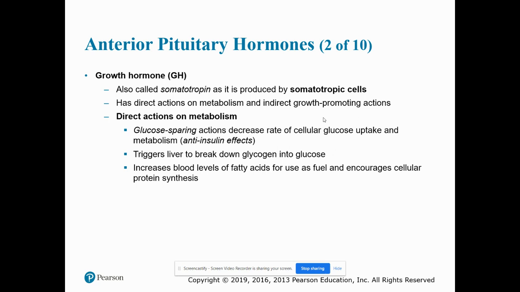So growth hormone is also called somatotropin, and it's produced by somatotropic cells, and it has both direct actions on metabolism as well as indirect growth promoting actions. So the direct actions on metabolism are its glucose sparing actions that decrease the rate of cellular glucose uptake and metabolism. These are known as anti-insulin effects. It's actually going to trigger the liver to break down glycogen into glucose. It will increase blood levels of fatty acids for use as fuel and encourages cellular protein synthesis.